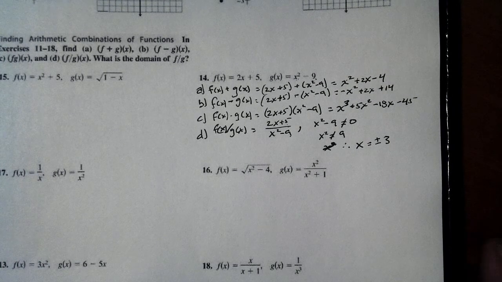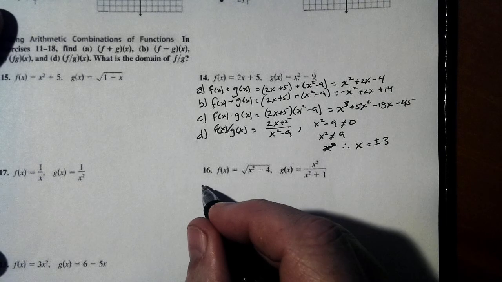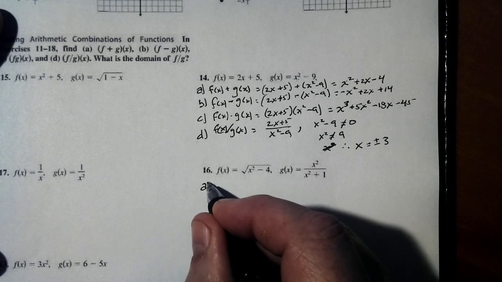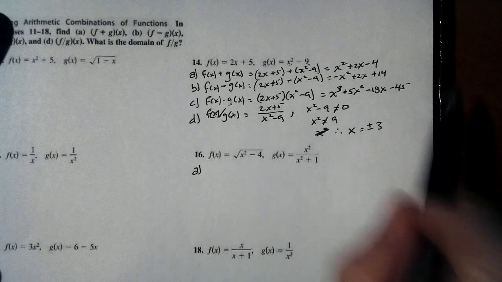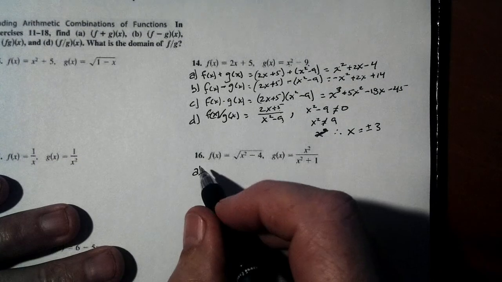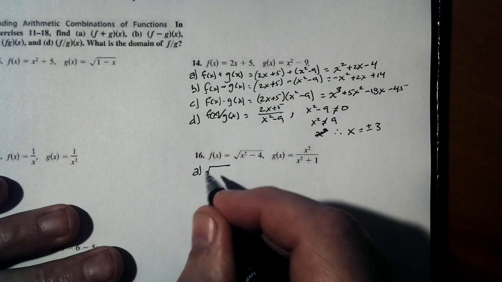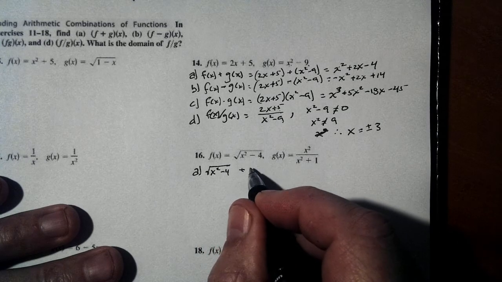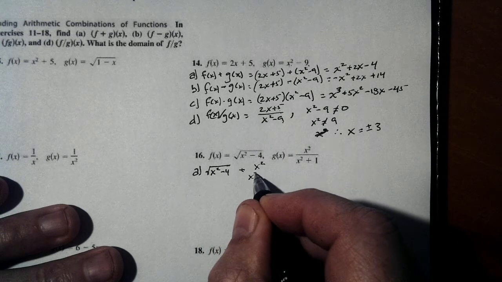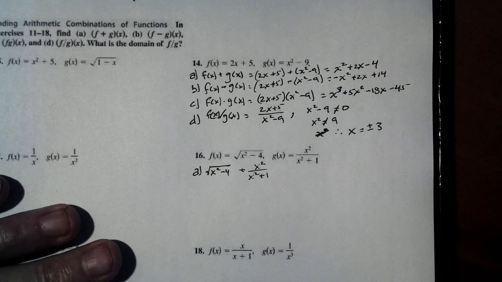Okay, so as we move on, pretty much more of the same. We're going to keep writing small because I really did not give a whole lot of space, but definitely not a challenge getting it all in there. So f plus g of x is just square root of x squared minus 4 plus x squared on x squared plus 1. And here's the good news. I don't think we're going to get anywhere trying to simplify that.